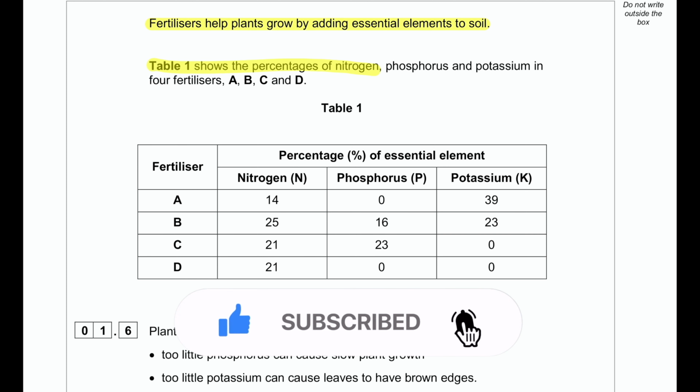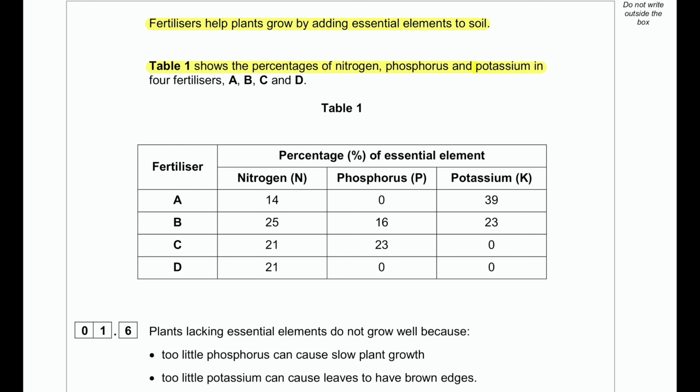Table 1 shows the percentage of nitrogen, phosphorus, and potassium in fertilizers A, B, C, D. We can see the percentages. We can see that in A, there is no phosphorus present. In D, there is no phosphorus or potassium present. And in C, there is no potassium present.